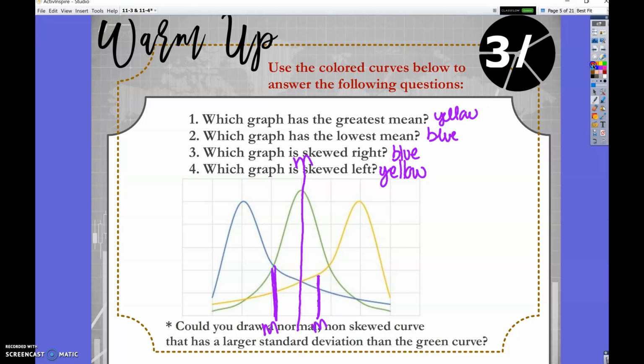It does ask if you could draw a normal curve that's not skewed with a larger standard deviation than the green. So see how this green graph, it is a normal curve. Most of our data would lie within, like this one standard deviation might be like right here, because that's most of our data in there. Well, if I was going to draw a bell curve that had a greater standard deviation, I'd want to flatten it out, if you will, like more data in between there. So there we would have most of our data would be in here. There's still our mean, but more of our data would be right there. That would expand our standard deviation.